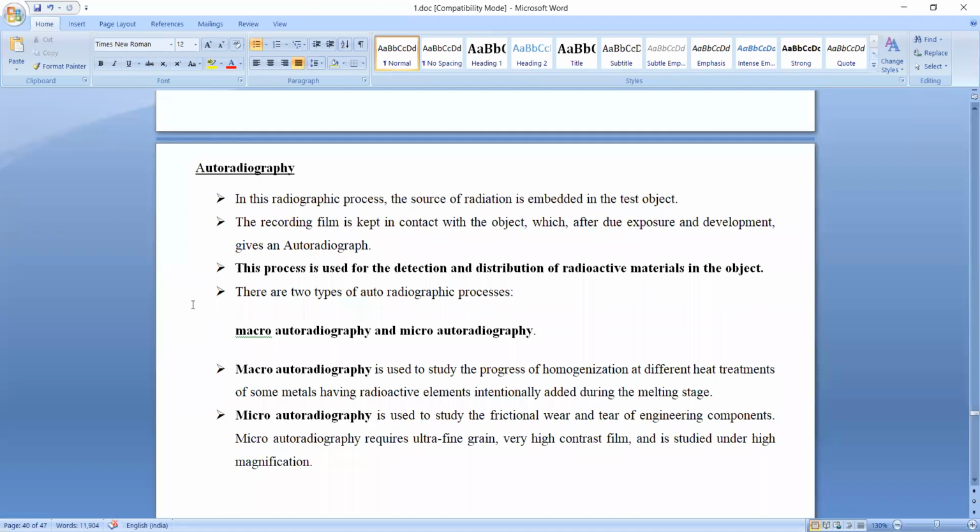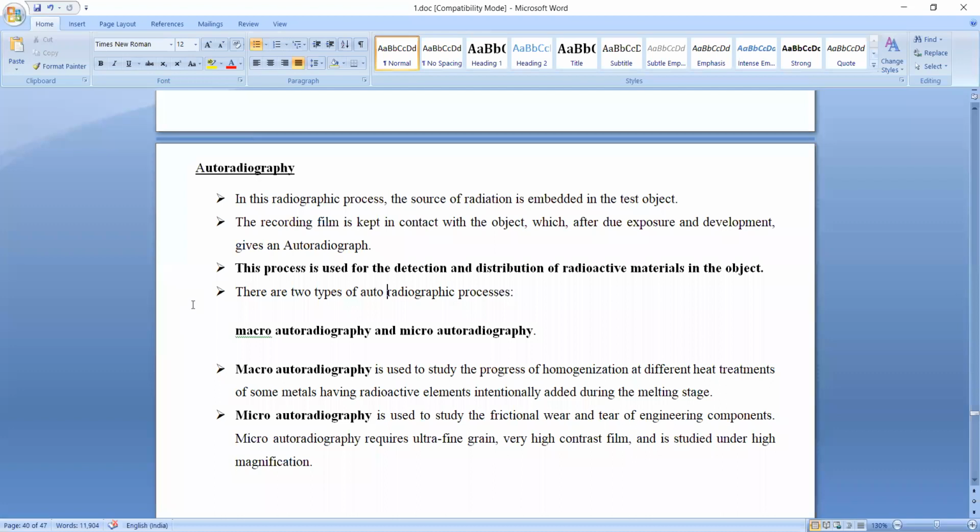Okay, we have to test that property by using macro autoradiography. And the second one is micro autoradiography. This is used to study the frictional wear and tear of engineering components. We are using micro autoradiography.